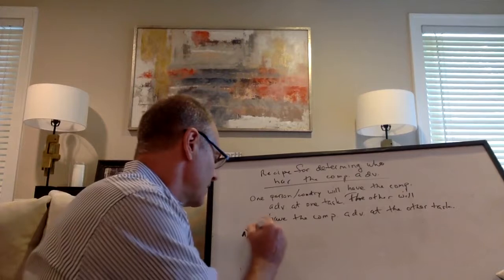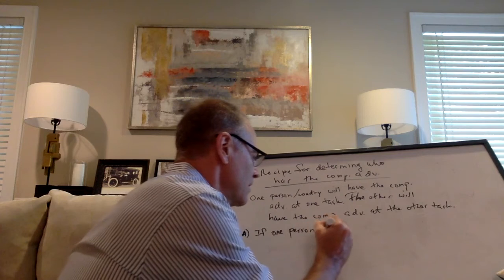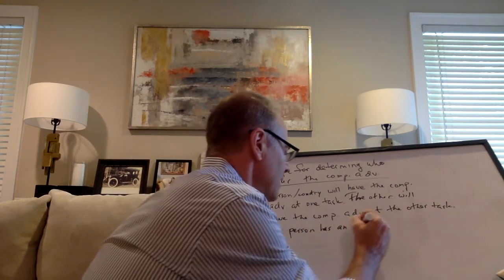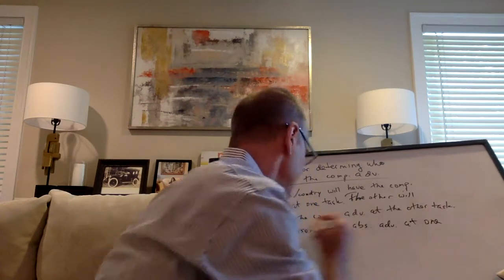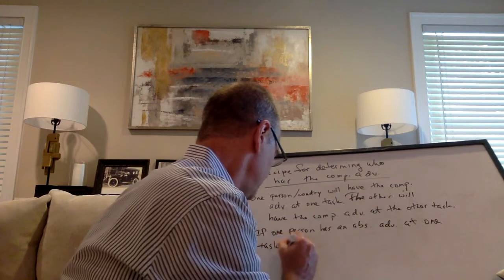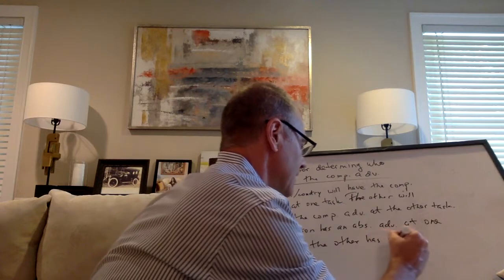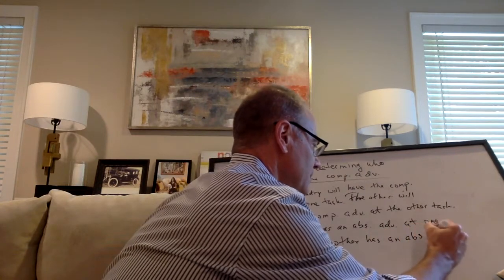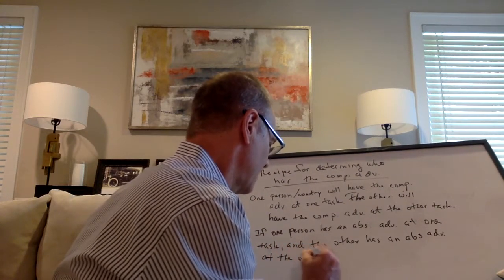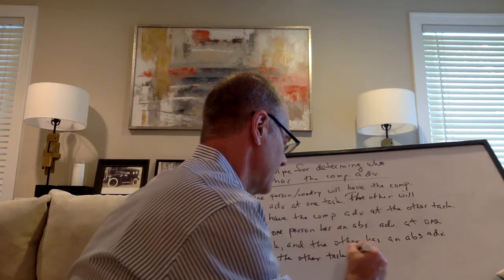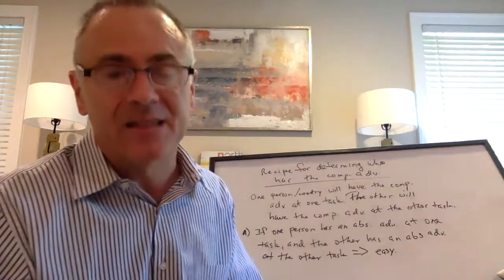A, if one person has an absolute advantage at one task and the other has an absolute advantage at the other task, then the answer is easy. In this case, it's easy.